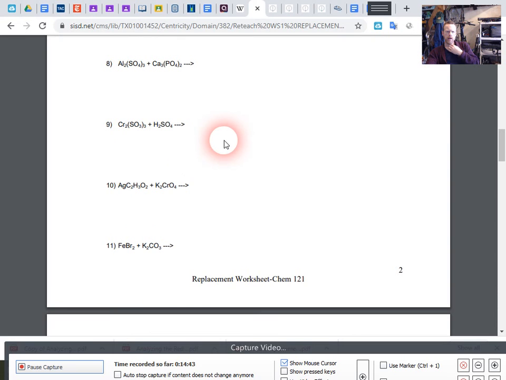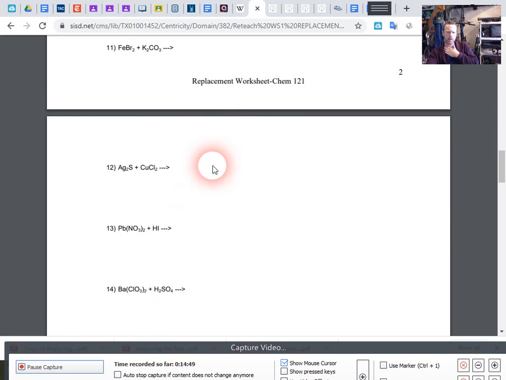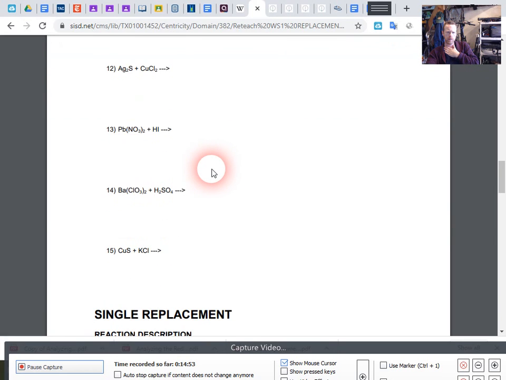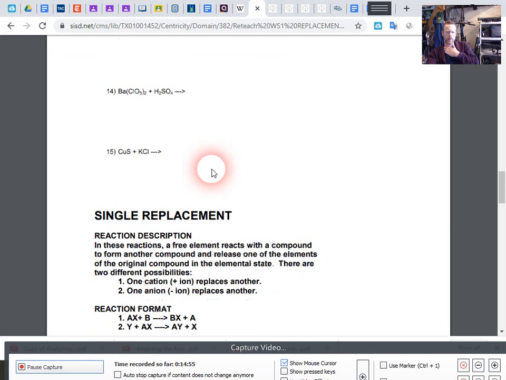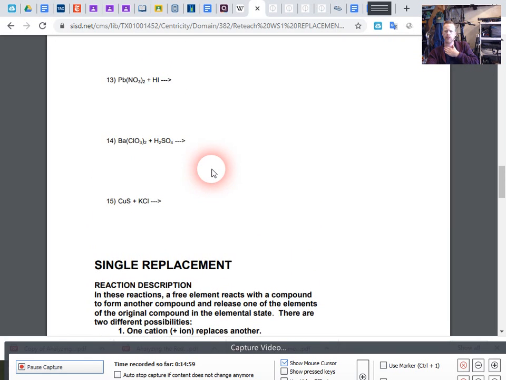Okay, nearly there. Let's see if there are any funny exceptions on here. No. No. No. No, there's no big exceptions there. So you should be able to finish these off.